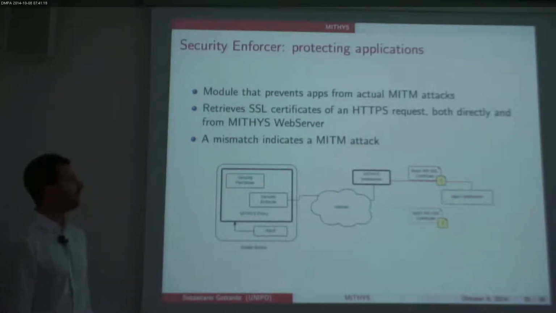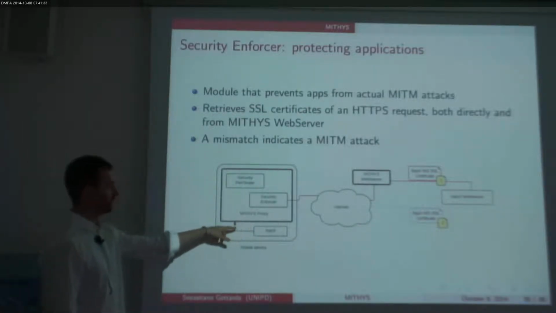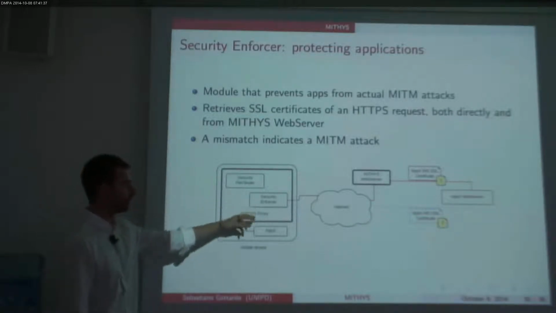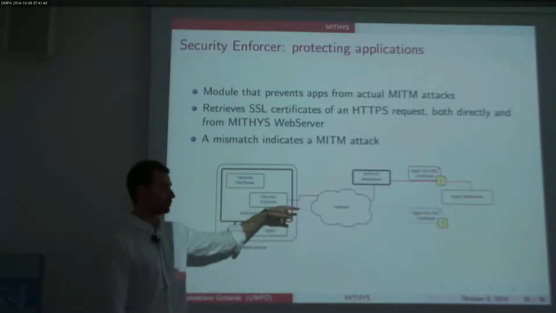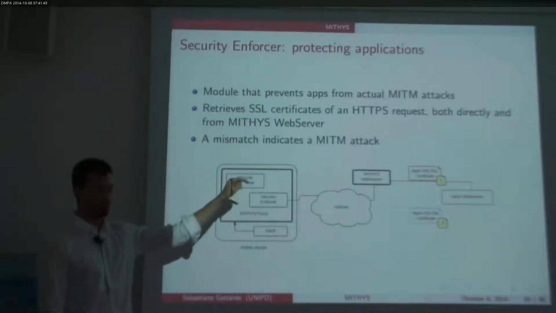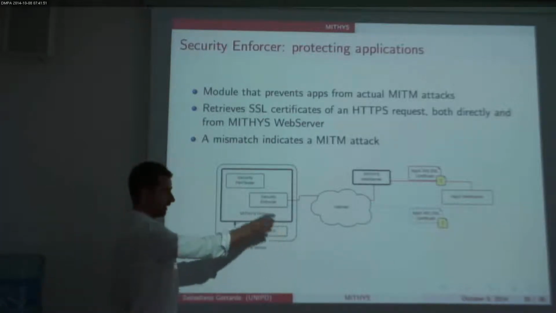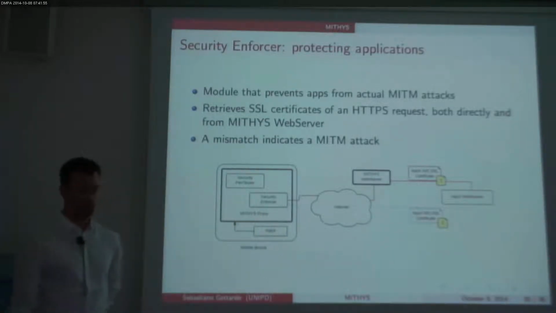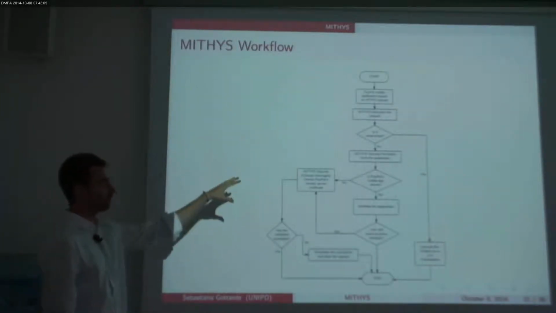And the Security Enforcer module is the one that is able to protect vulnerable applications from actual man-in-the-middle attacks. It works basically like this. Every time an application X issues an HTTPS request, it gets intercepted by the Security Enforcer module, which then splits the request into two. The first one goes straight to the target web server, but the second one goes first to the MITHYS web server, which in turn issues the request to the target web server. The two certificates are then retrieved and given back to the Security Enforcer, which then compares these two certificates. If any mismatch is found, it means that something sketchy is going on and the communication cannot be trusted and it should be terminated immediately. So this is the complete workflow of the MITHYS working mechanism.